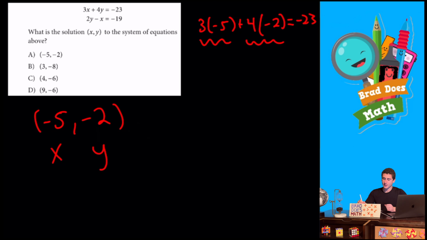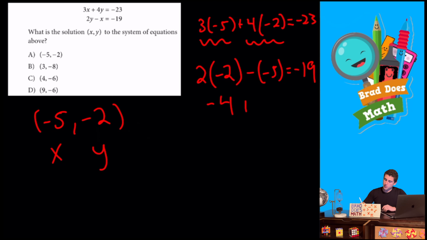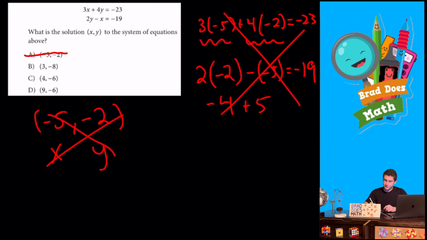So do not get confused because they put the y first and then the x. You're still plugging in the -5 for x and the -2 for y. See, I even messed it up. So 2 times -2 minus -5 equals -19. So -4 plus 5. That does not give us -19, so we know that is not the correct answer. A is out. It's never coming back. So A is gone. That's not right. And we could try B.